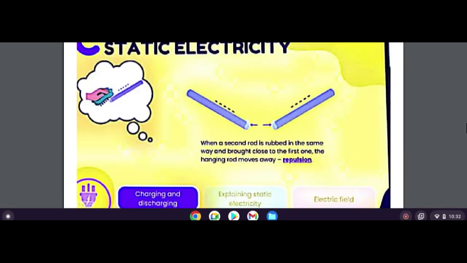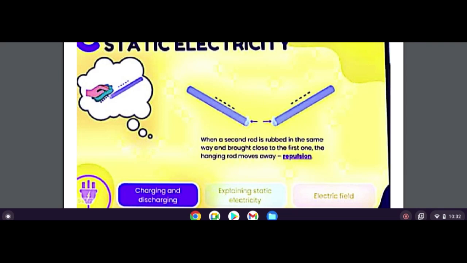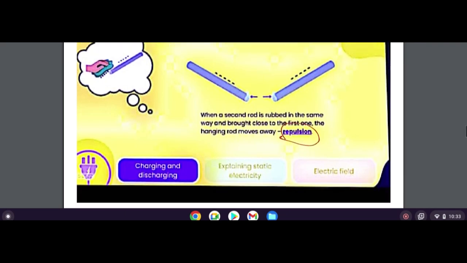Now, when a second rod is rubbed in the same way and brought close to the first one, the hanging rod moves away. For example, we have two rods and we rub both with the cloth, and we know that the cloth is positively charged and the rod becomes negatively charged. When we bring two negatively charged rods together, they will repel each other. That is known as repulsion. Got it? Got it. Very good.